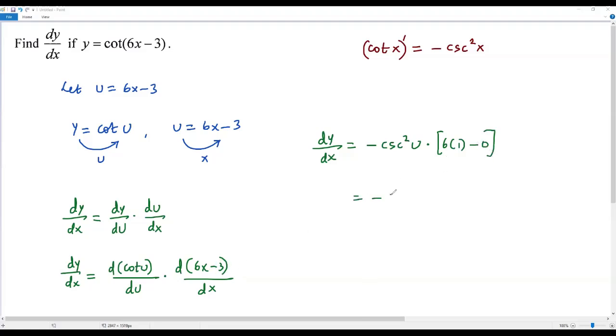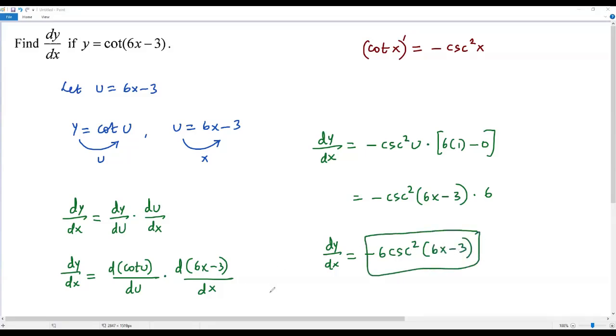So now, negative cosecant squared, and this u can be replaced by the original expression. Actually, this variable u was introduced by us, so it has to be replaced by the original expression, 6x minus 3, which is equivalent to u. So we can plug in 6x minus 3 for u. Now let's simplify. 6 times 1 is 6, and 6 minus 0 is just 6. So finally, dy over dx equals, we can write this 6 in front of everything, negative 6 times cosecant squared of 6x minus 3. So this is the derivative of the given function.